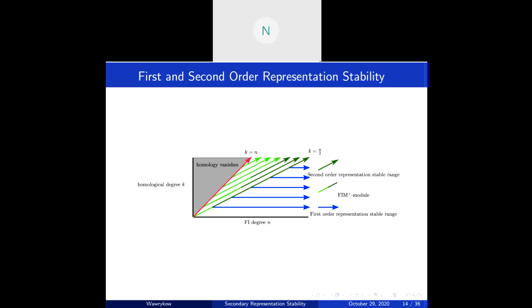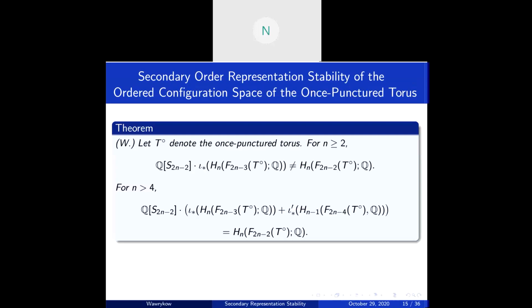Okay. So now with all this in mind, I'm going to state my theorem before we get into really any details. So if T naught is the once-punctured torus, then for n equals 2, the symmetric group action on these points, just the inclusion of 1 point, does not give you all of the nth homology of the ordered configuration space of 2n minus 2 points on the once-punctured torus.